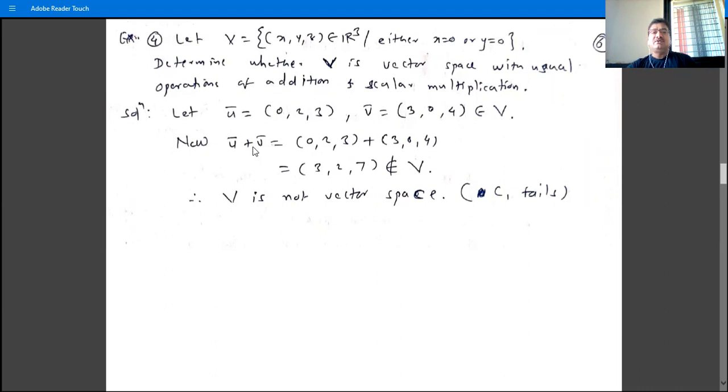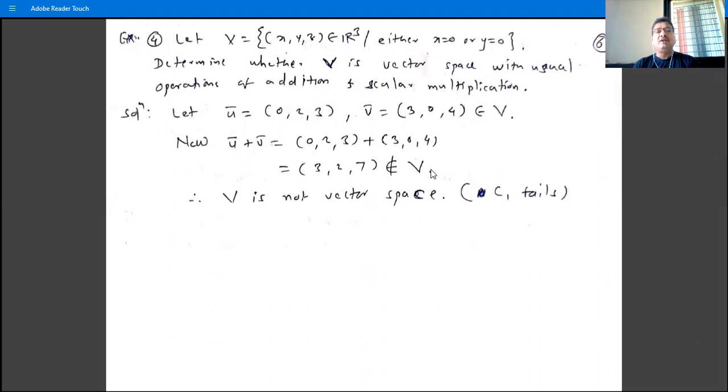And then what is the addition of U bar and V bar? (0, 2, 3) plus (3, 0, 4) is equal to, we take the addition of these two elements. And what is the definition of addition? It is the usual addition, that is, the addition of corresponding components. 0 plus 3 is 3, 2 plus 0 is 2, and 3 plus 4 is 7. And this is not an element of V. Means V is not closed for addition, or property C1 fails for V.